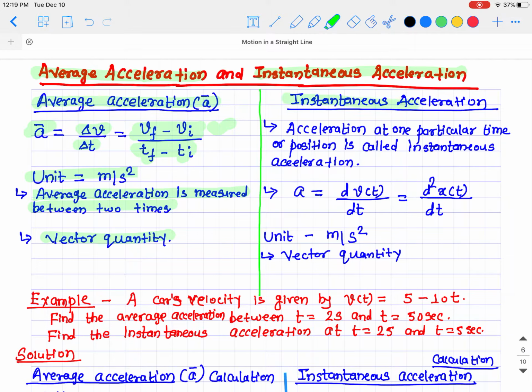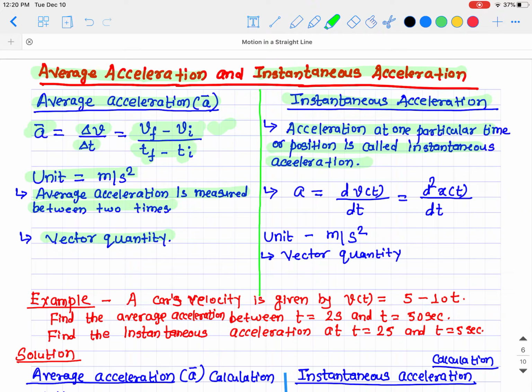Now let's talk about the instantaneous acceleration. The instantaneous acceleration is the acceleration at one particular time or one particular position. So it is at one particular time. And the average acceleration, as I mentioned before, is measured between the two times, whereas the instantaneous acceleration is measured at one time.